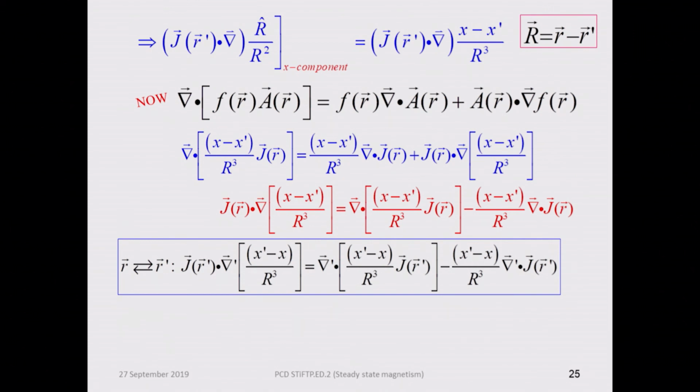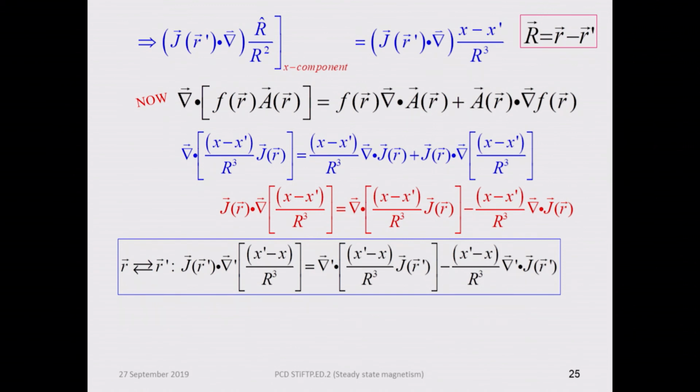notation. Okay, you are not swapping the positions of the source point and the field point, you are only saying that you are now describing the source by r and the field point by r prime, which is just the reverse of what we were doing earlier. So, if you interchange the notation r and r prime, then j with argument r becomes j with argument r prime, and the gradient operator becomes the gradient with respect to the primed variable.